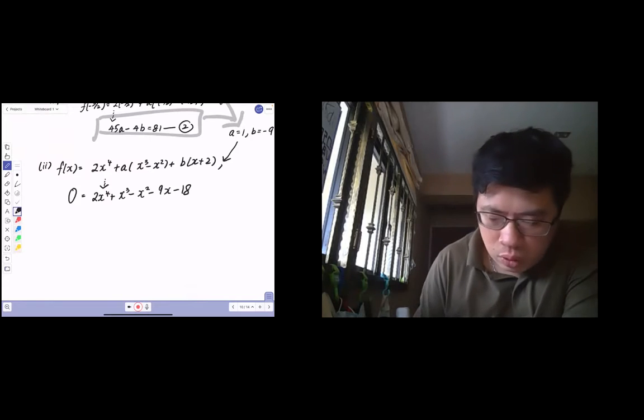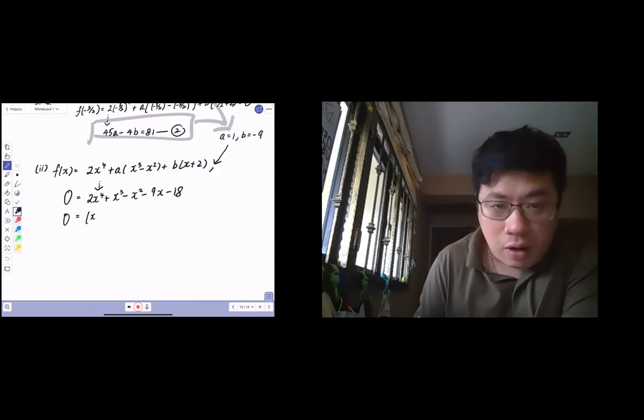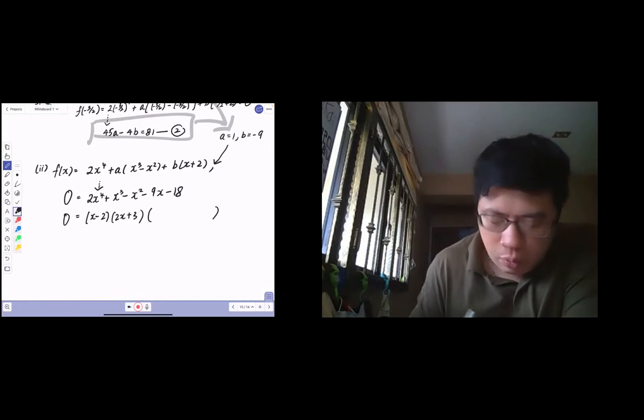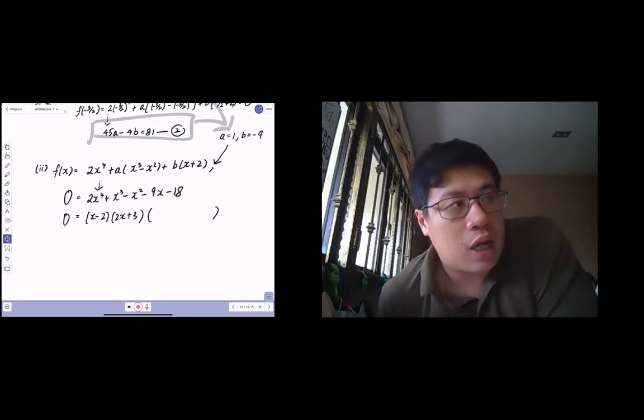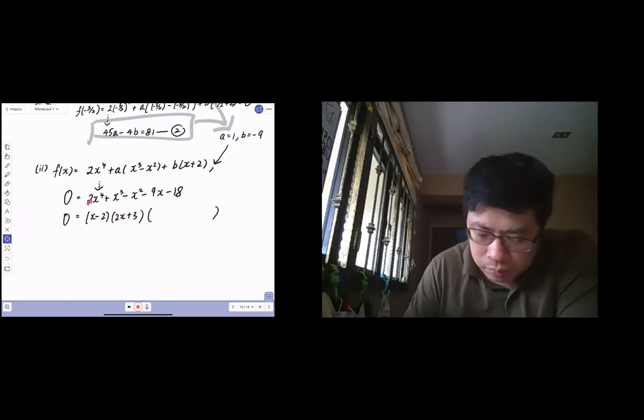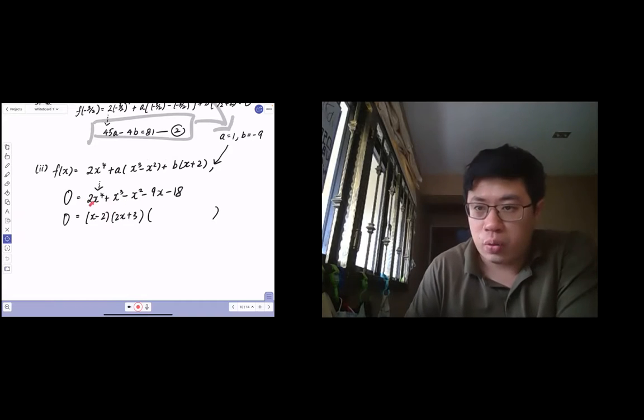This has to be equal to 0, with the two roots that you found earlier: x minus 2 and 2x plus 3. Since in the earlier question I used long division, here I'm not going to use long division. I'm going to use comparing coefficients. This is a quadratic equation, right?